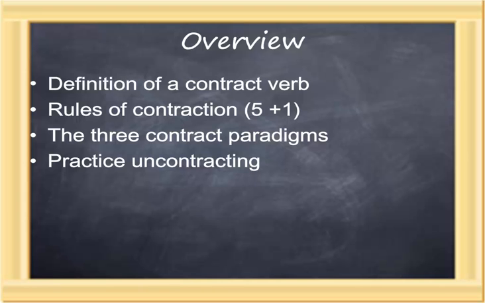So we'll first of all define what a contract verb is. Then we'll work our way through the 5 primary rules of contraction, plus 1. We'll look at the 3 major contract paradigms, and then practice taking a contracted verb apart, uncontracting. For it is when one uncontracts the verb that one can clearly see the connecting vowel and personal ending.